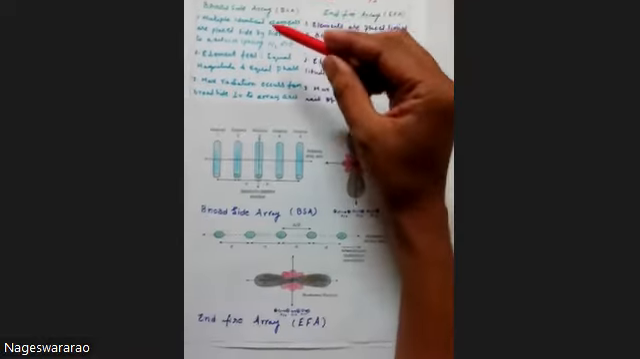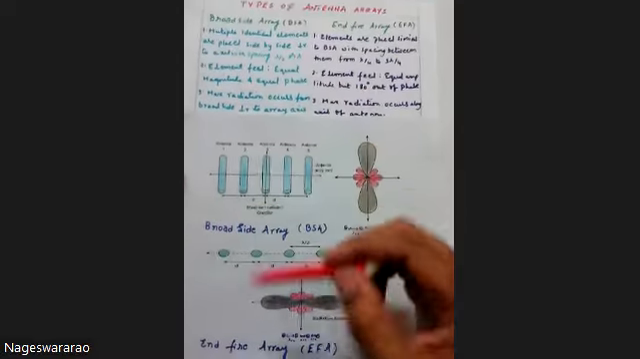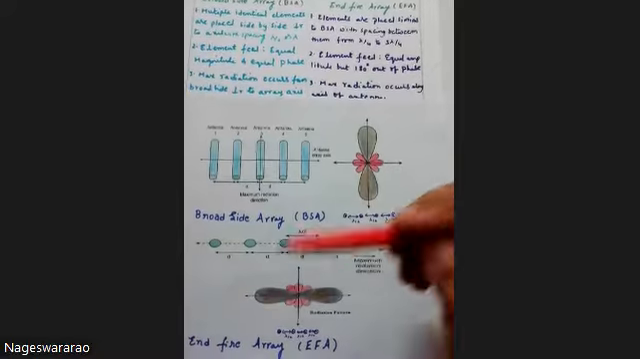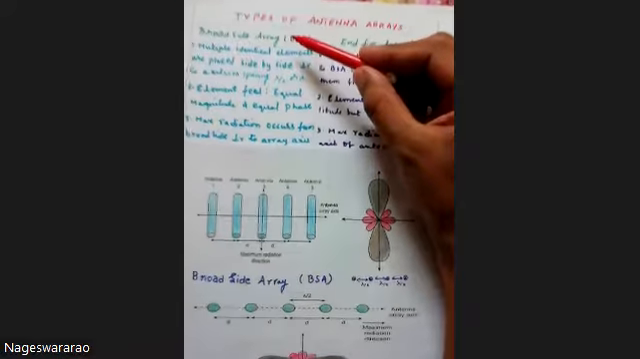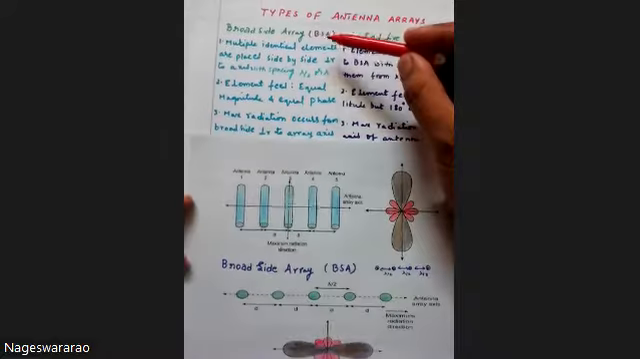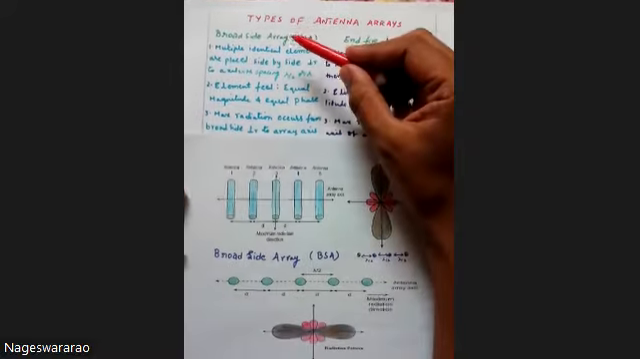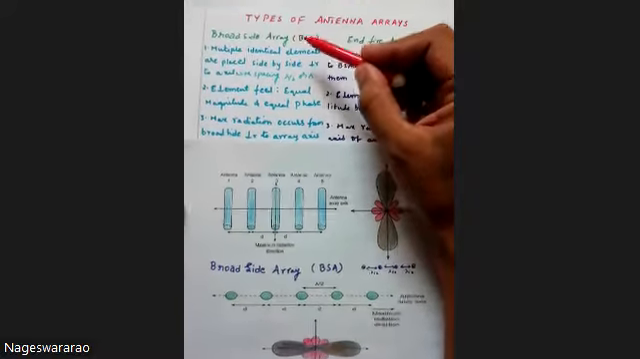See in this diagram, you can see broadside array as well as endfire array. After finishing this, I will go with the other two arrays. So first of all, we will see what is a broadside array. And basically, this is in short form called BSA.